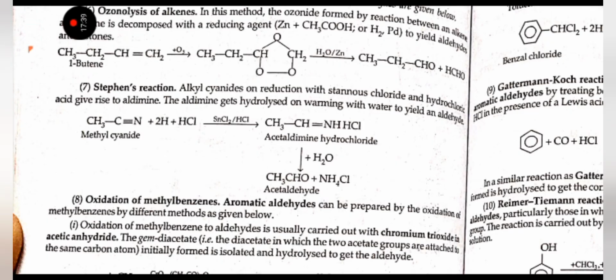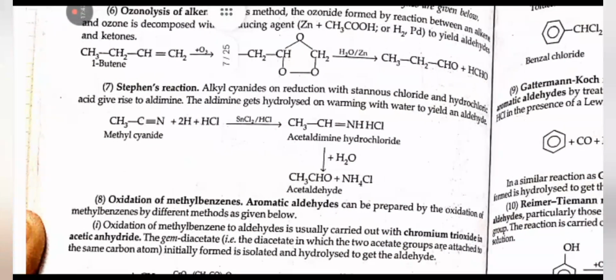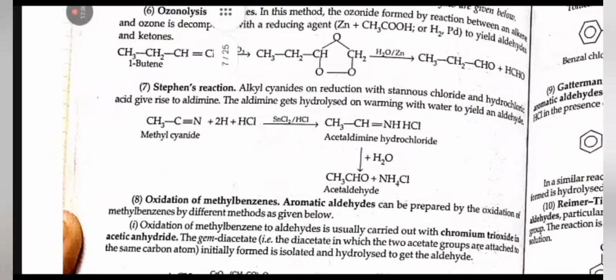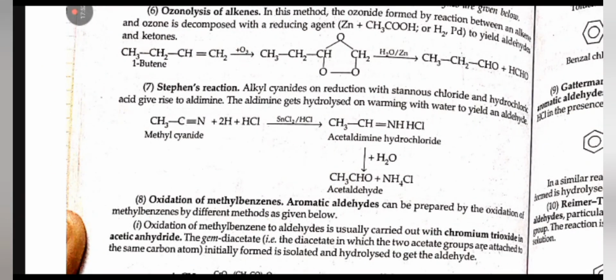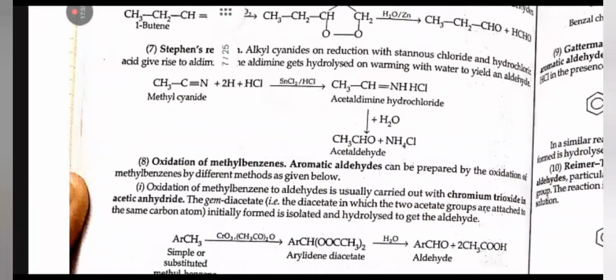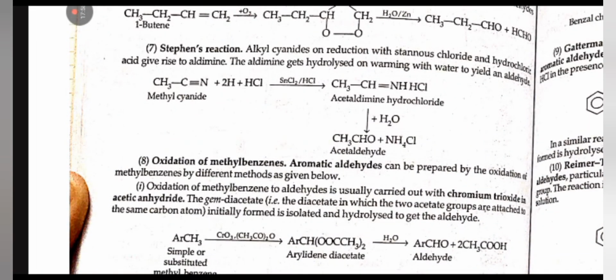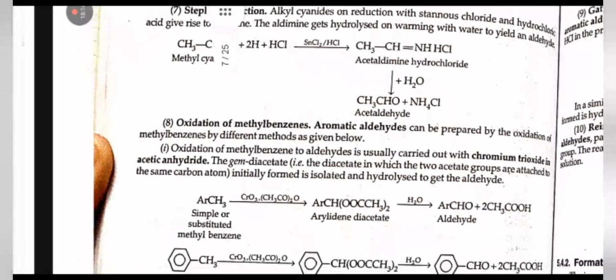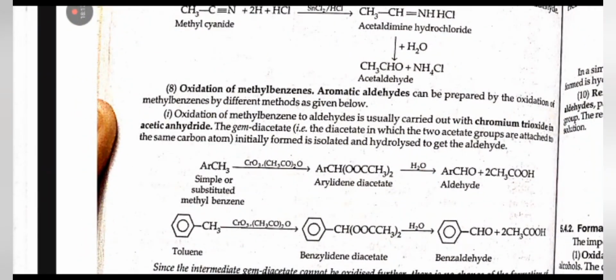Ozonolysis of alkenes. In this method, the ozonide formed by the reaction between the alkene and ozone is decomposed with a reducing agent to yield aldehydes and ketones. Seventh, Stephen reaction. Alkyl cyanide on reduction with stannous chloride and hydrochloric acid gives rise to an aldimine. The aldimine gets hydrolyzed on warming with water to yield an aldehyde. Eighth, oxidation of methyl benzene.